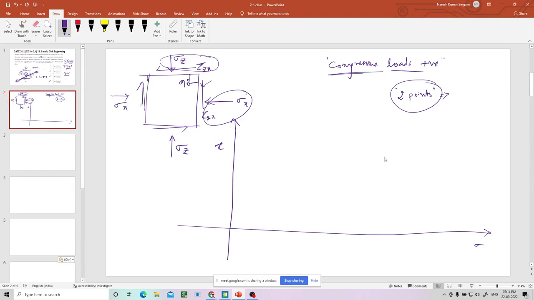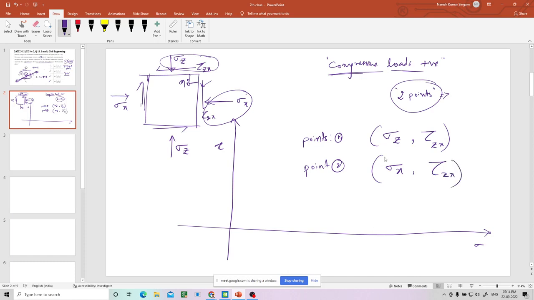First of all, let me write those points first. Point 1: sigma z comma tau zx. And another point, point 2, is sigma x comma, again tau zx.